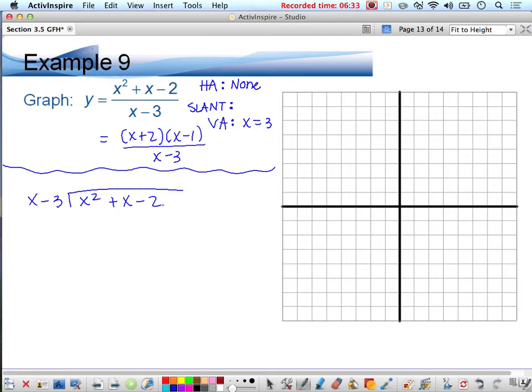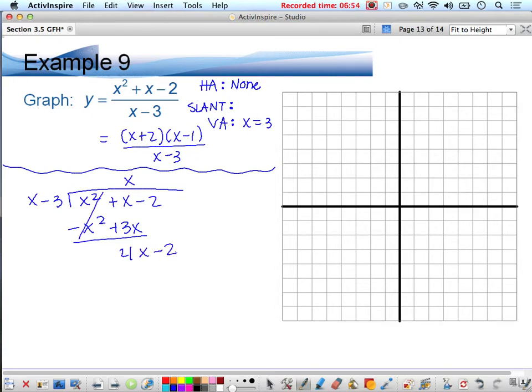Okay, what do I multiply x by to equal x squared? 1x. And then we multiply x squared minus 3x. Draw a line, change your signs. So this will become minus, this will become plus. Tally them up. We get 4x minus 2 remaining.